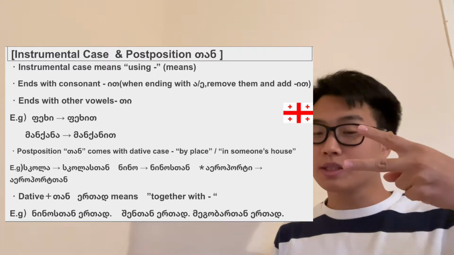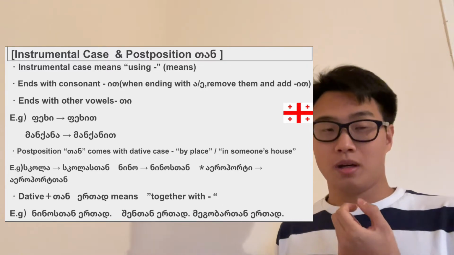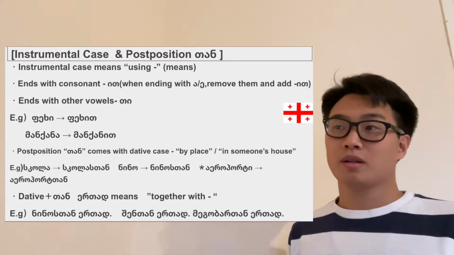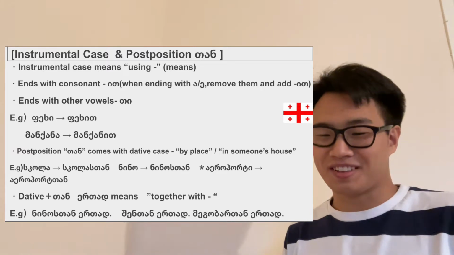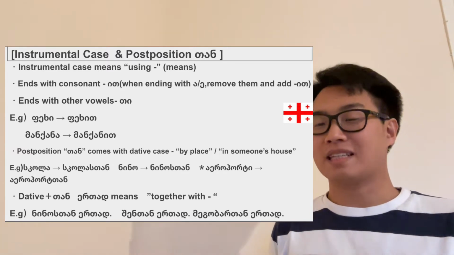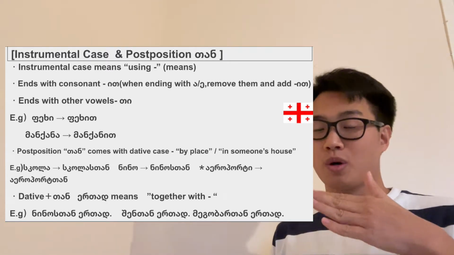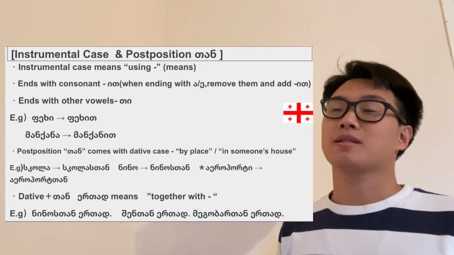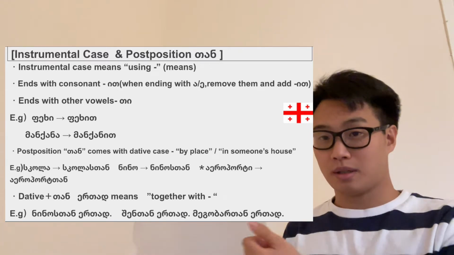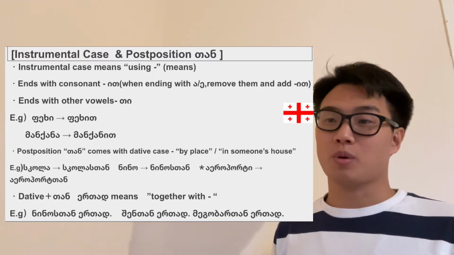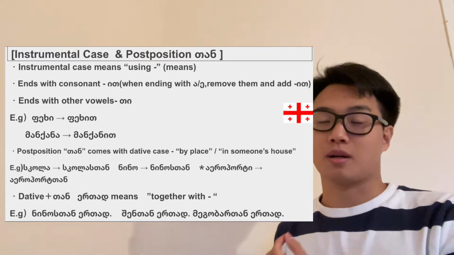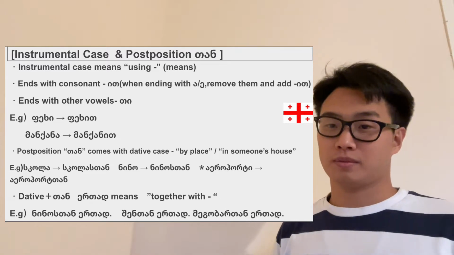And the second pattern is when the word ends with other vowels, for example, o. That's it, technically. The instrumental case will be t. So when using the instrumental case, the word ends with either it or t, depending on the last letter, depending on whether it is a consonant or a vowel.